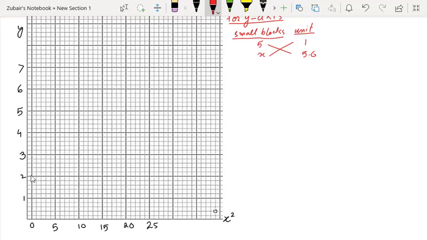So 5, 10, 15, 20, and 20, 25, and this 3. So the point comes here. Okay, by red. Okay, this is the point. Which point is this? What is the name of this point and what are the coordinates? 4, 5.6.